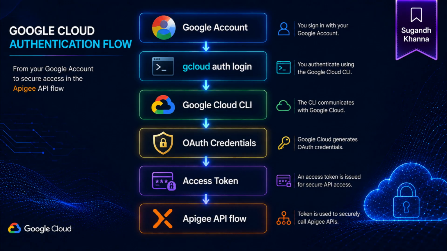For our hands-on project, we will use the Google Cloud CLI. We will authenticate using our Google account through the gcloud command. After authentication, the CLI can obtain OAuth access tokens that can be used to make authenticated requests to Google Cloud APIs, including the Apigee API.